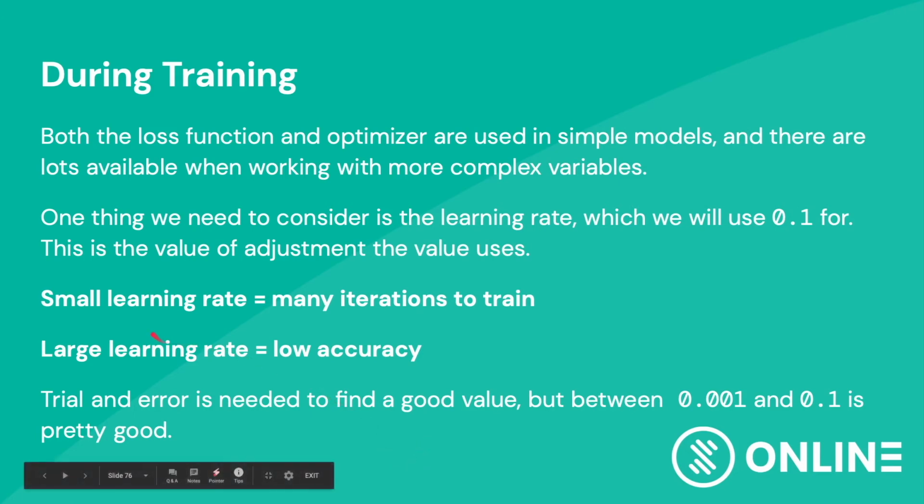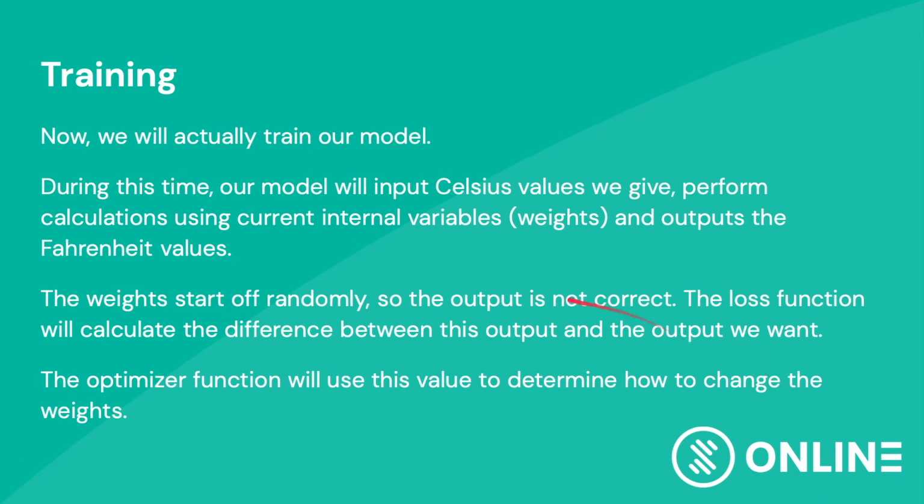When we have a small learning rate, it takes a lot of iterations to train. When we have a large learning rate, it's going to create low accuracy because the adjustment value will be too high, so it will never be able to narrow down. To find a good learning rate, you really need to test random numbers, but between 0.001 and 0.1 is a really good area to look in to find that perfect value. So now we're going to actually train our model.